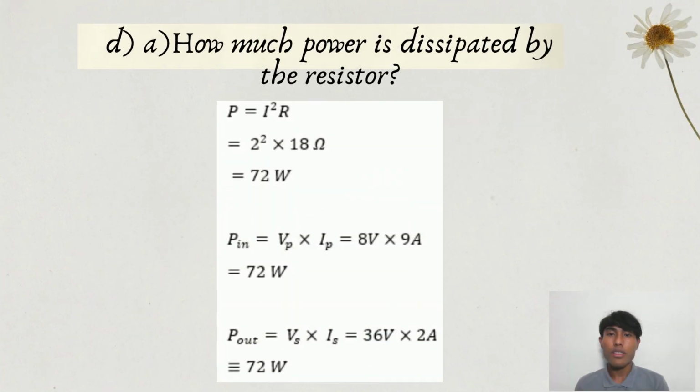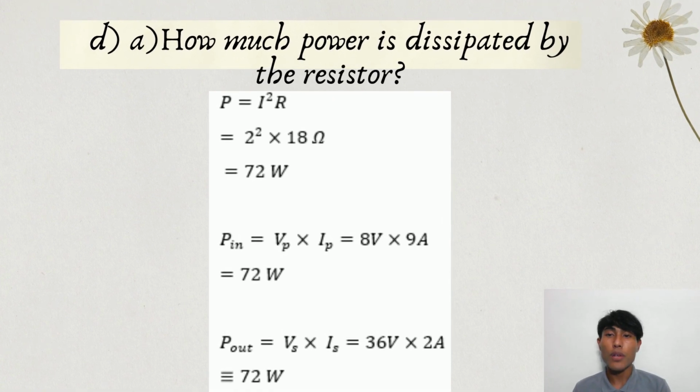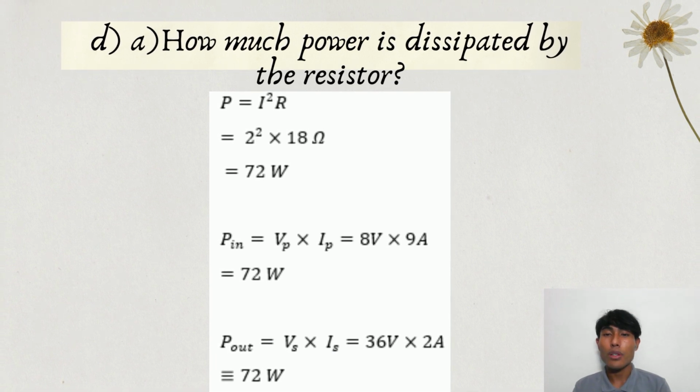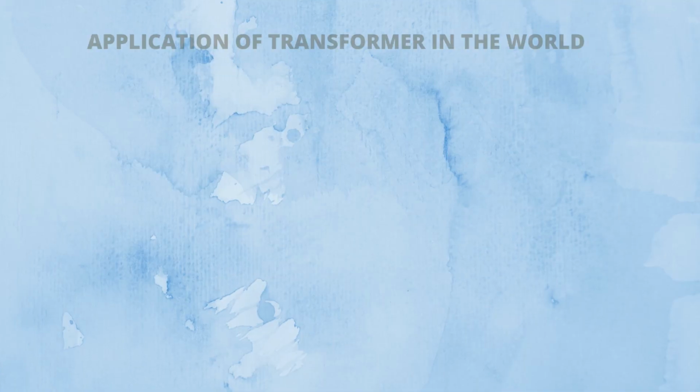For the last question, question D, how much power is dissipated by the resistor? We use the formula P equal to I to the power of 2 multiplied with R resistor. I is 2 ampere, so we square the 2, multiplied with 18 ohm for the resistor. We have the value is 72 watt. This is the power dissipated by the resistor.